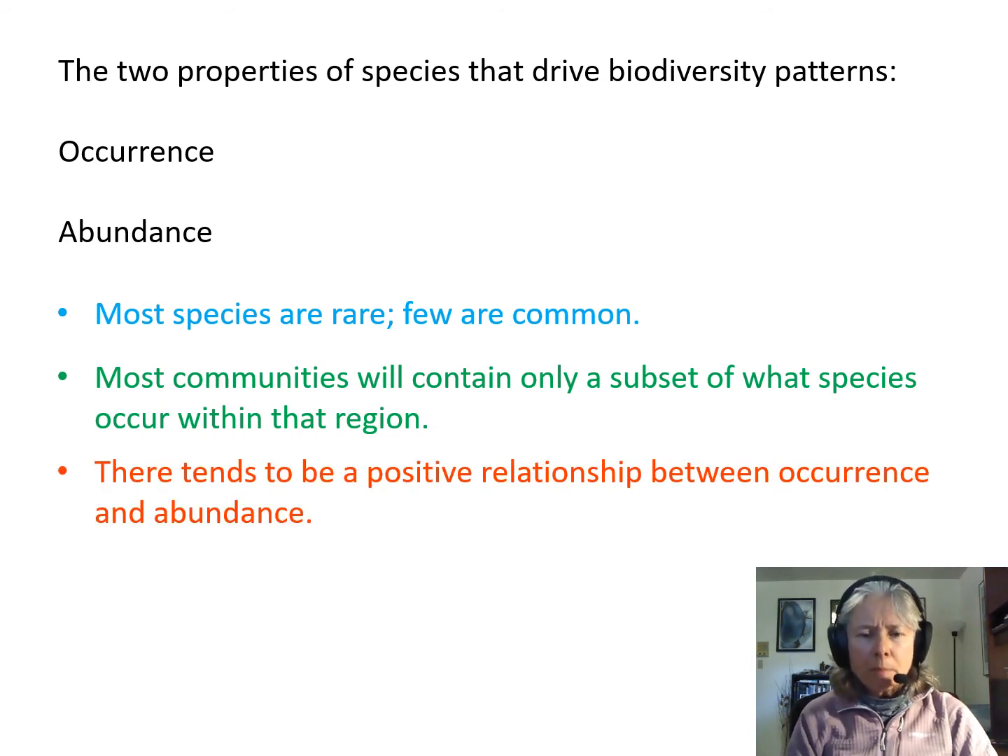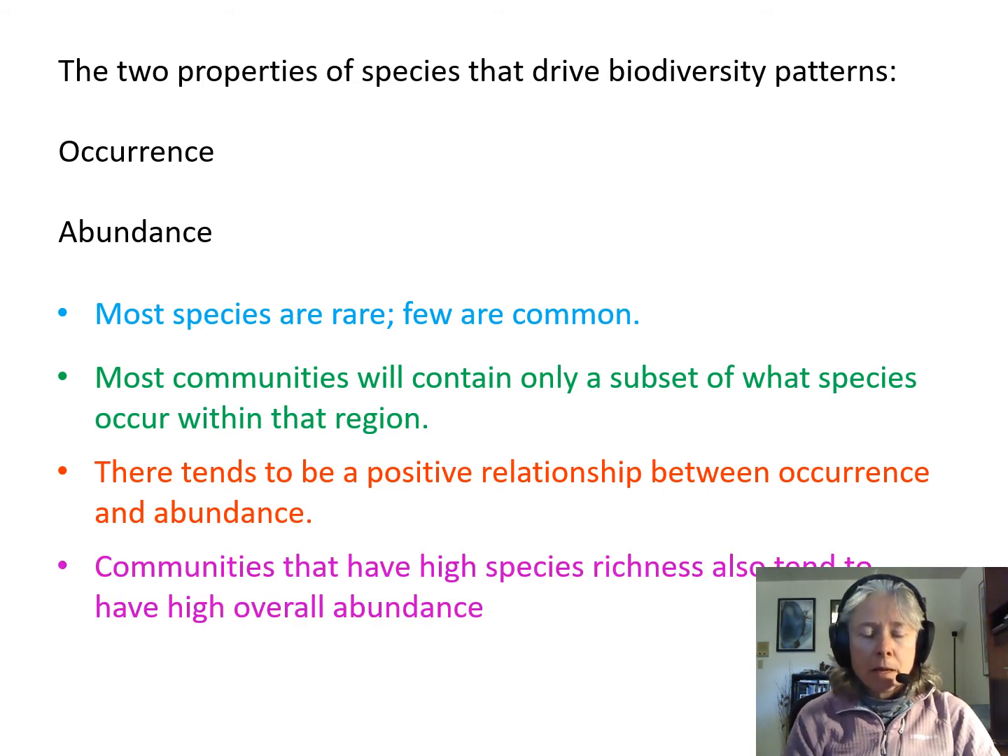Furthermore, common species tend to be widespread, whereas rare species tend to be restricted in distribution. They have smaller distributions. So in other words, there tends to be a positive relationship between occurrence and abundance. And finally, communities that have high species richness also tend to have high overall abundance. In other words, those communities that have high species richness also have lots of individuals present. And again, this could be due to a variety of biological reasons.